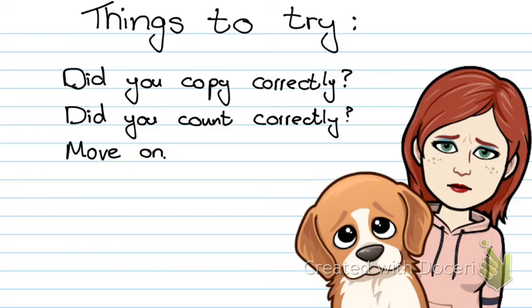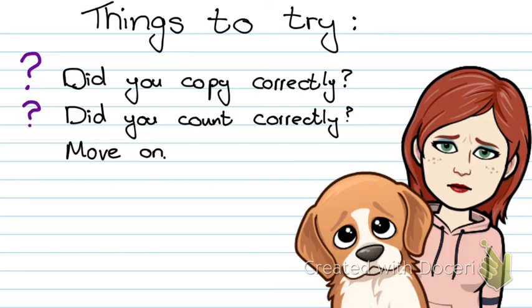Now if you are having trouble balancing an equation, here are some things to try. First up, did you copy the question correctly from the question paper? Sometimes you're missing a little 2 or you're missing something there, and maybe that's the reason why things aren't working out. Right, next up, ask yourself, did you count correctly?